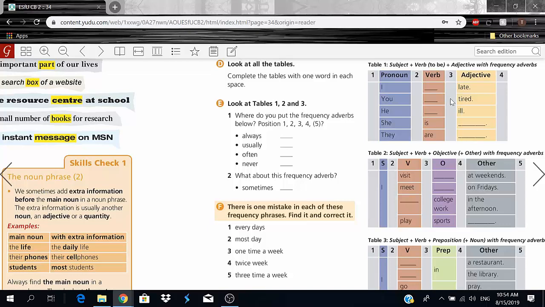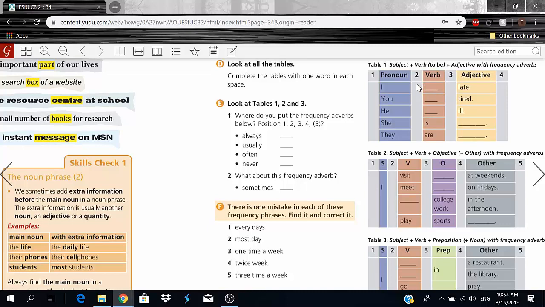Okay? However, when using other or different types of verbs, these frequency adverbs switch to the second position. So when using verb to be, frequency adverbs are in the third position, and when using other forms of verbs, it's in the second place. Okay, guys? Pretty simple stuff.